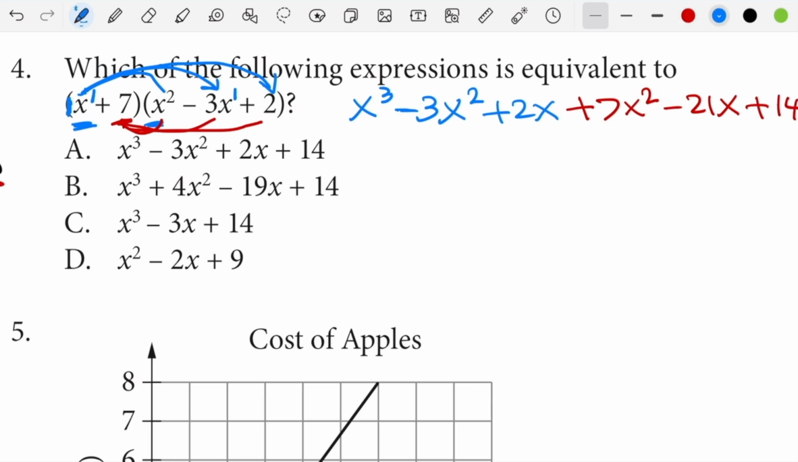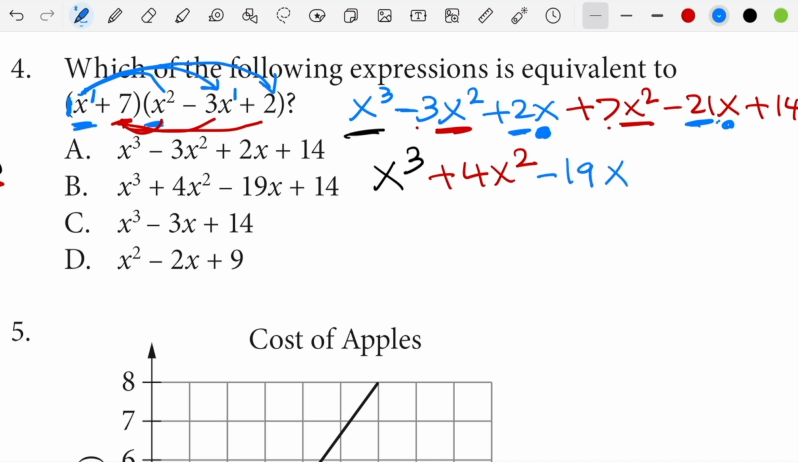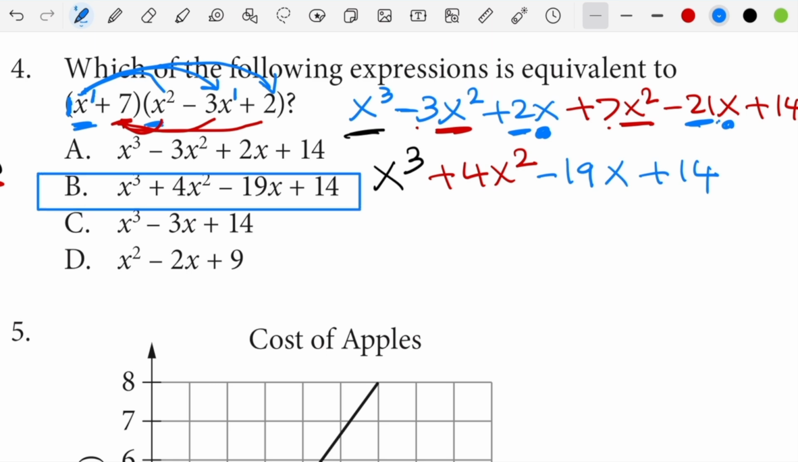Once I do that, it's a matter of just combining like terms. Normally you start with the highest exponent, x cubed. There's only one x cubed, so I write it down again. Then you start combining x squared with the x squared, and you have 7 minus 3 gives you 4x squared. And then go with the x and the x. You got negative 21 plus 2, which gives you negative 19x. And the last thing, we haven't used the 14. Plus 14. Let's check which one is the answer. The only answer that has that is, let's double check, x cubed plus 4x squared minus 19x plus 14. My answer is B. Number 5.